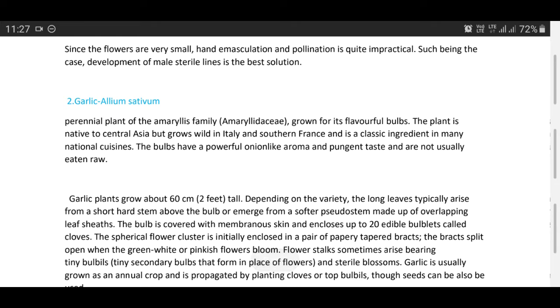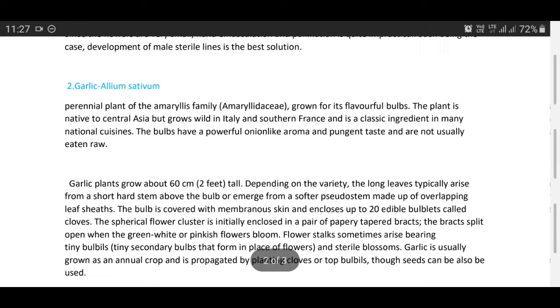Garlic, the second crop, is scientifically Allium sativum, a perennial plant of the Amaryllis family, Amaryllidaceae. Now it is Liliaceae, grown for its flavorful bulbs. The plant is native to Central Asia but grows wild in Italy and southern France and is a classic ingredient in many national cuisines. The bulbs have a powerful onion-like aroma and pungent taste and are not usually eaten raw.